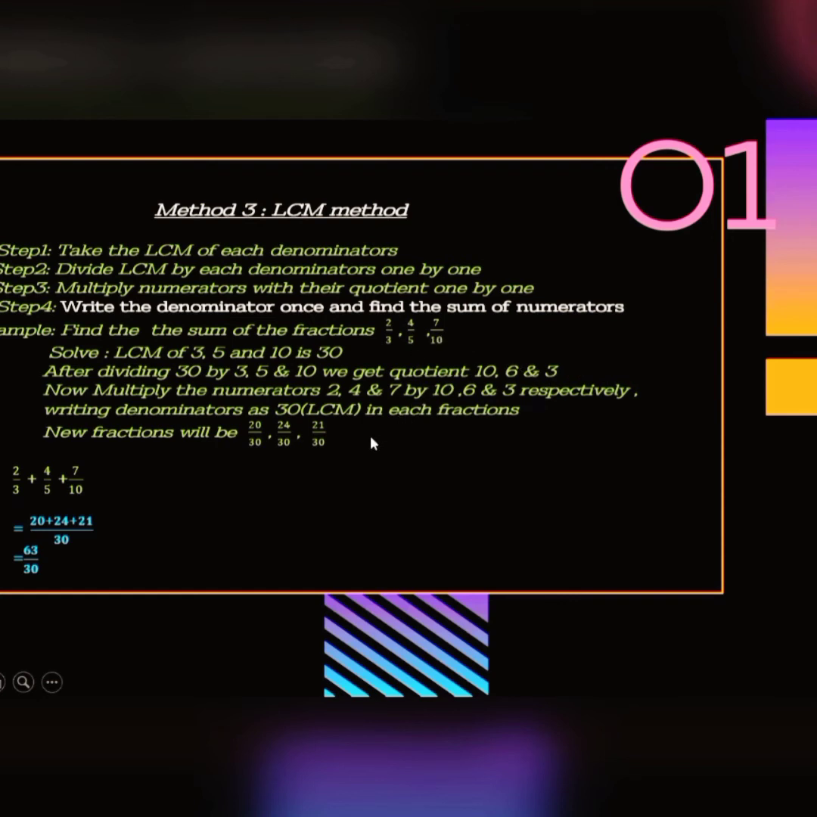Now you can check that all the fractions have the same denominator. So these are like fractions. Now you need to write the denominator 30 once and find the sum of the numerators only.